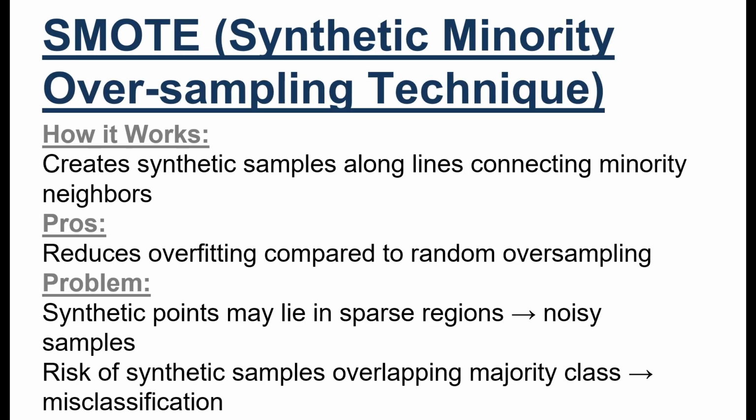SMOTE, the synthetic minority oversampling technique, improves on this by creating new synthetic samples. It does this by drawing a line between two minority class neighbors and placing a new sample somewhere along that line. This reduces overfitting compared to random duplication. However, SMOTE has its own problems. The synthetic points can land in sparse or empty regions of the feature space, creating noisy samples. Even worse, they can cross into the majority class, leading to misclassification.